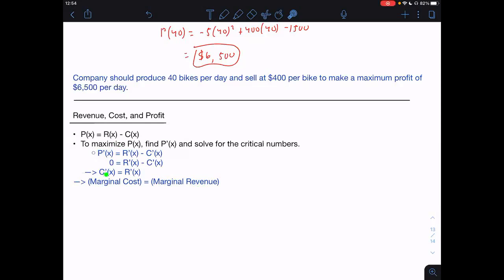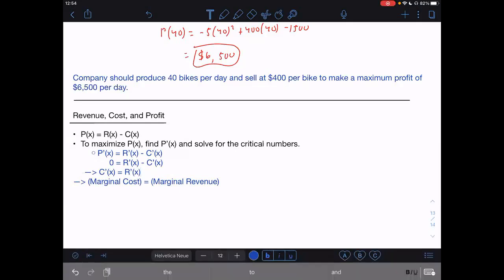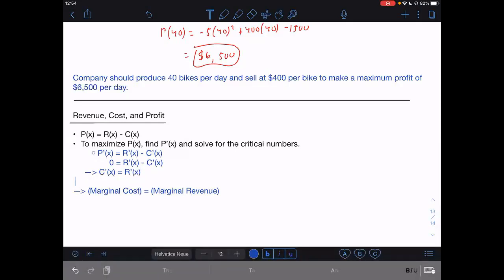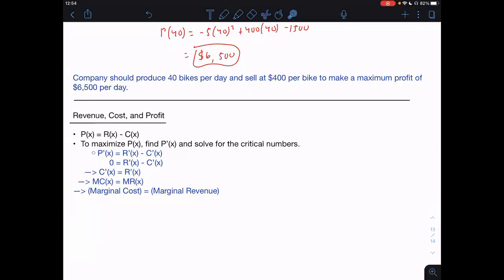Because the derivative of the cost function is known as the marginal cost, the revenue is also known as the marginal revenue. Actually, I'll denote that here. All right, so when MC of x equals MR of x, the marginal cost equals the marginal revenue, at that point, that will maximize our profit. All right, and that will conclude here section 3.1.